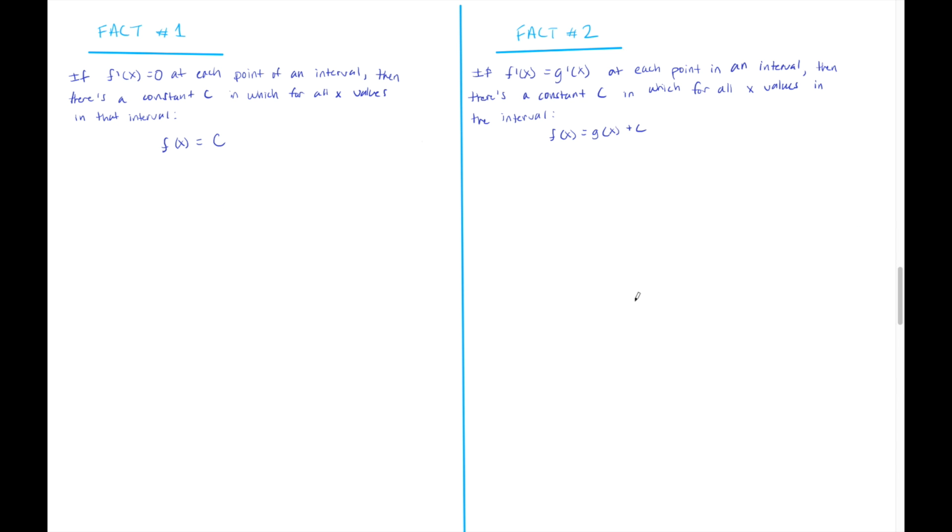Now over here we have 2 more facts that are mentioned in this section. Fact 1: if the derivative f prime of x is equal to 0 at each point of an interval, then there's a constant c such that for all x values in the interval, f of x equals c. This is basically saying that if we have a line with a bunch of points and the derivative is always 0, that means we just have a flat horizontal line, and if we were to graph it, the function would just be y equals a constant value, which makes sense.